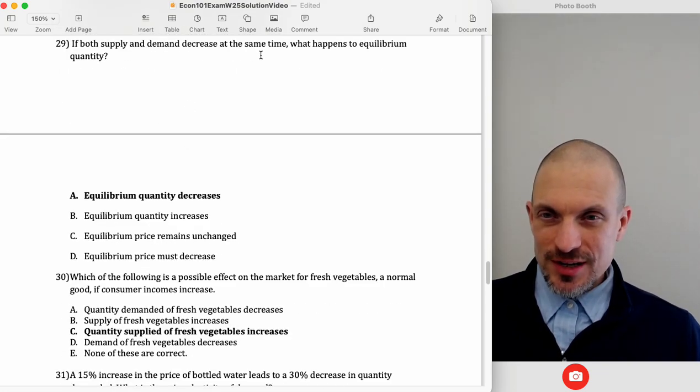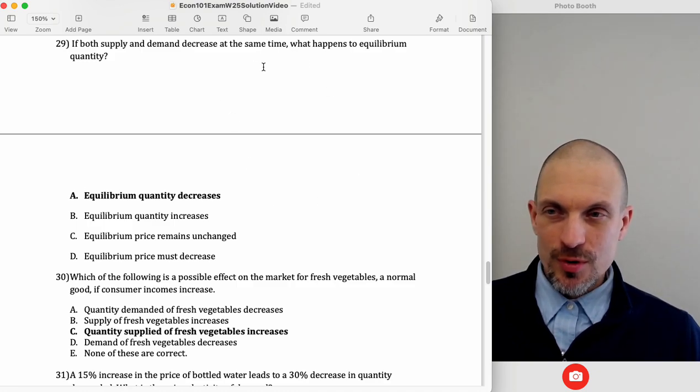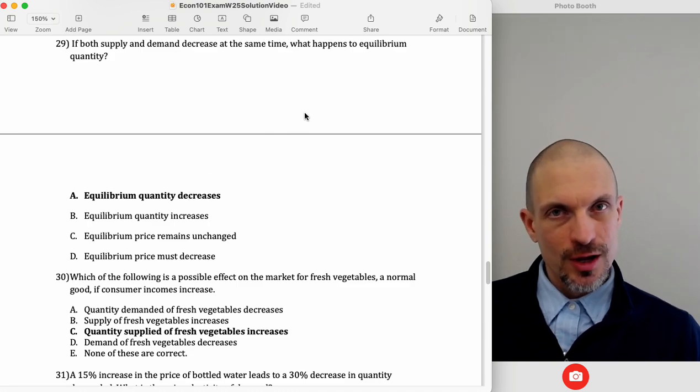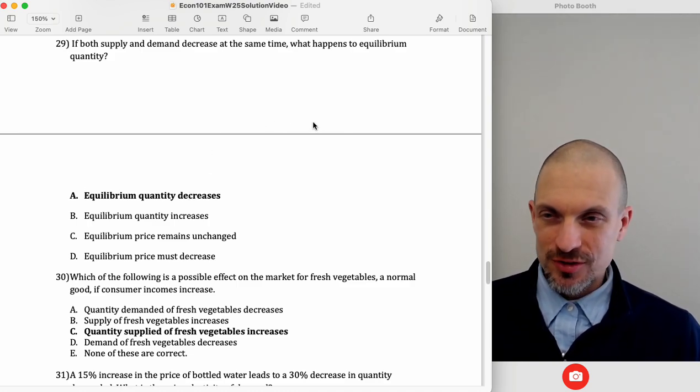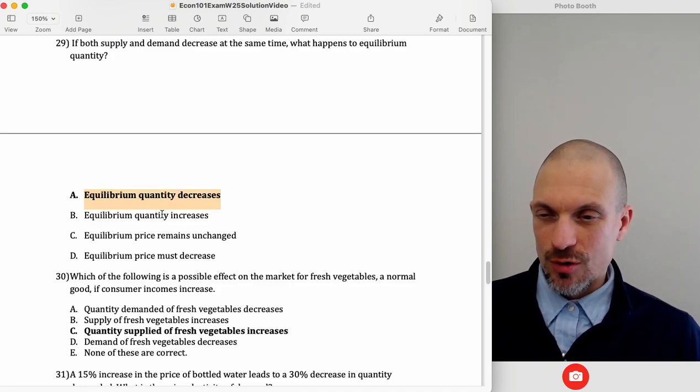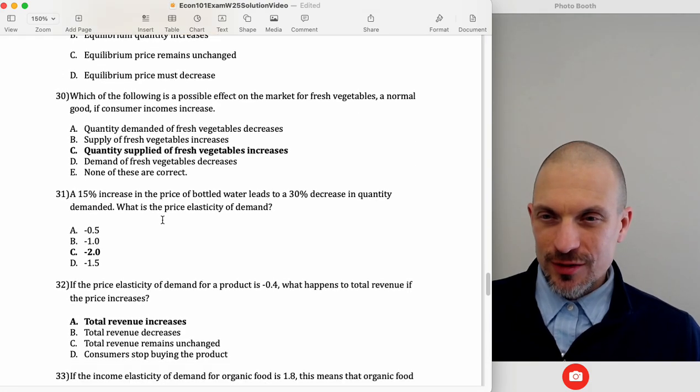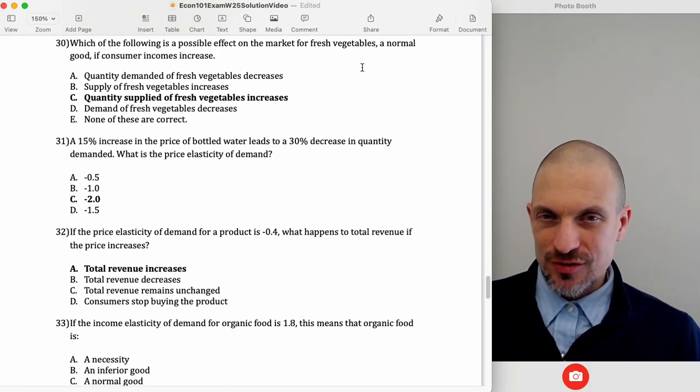If supply and demand decrease at the same time, what happens to the equilibrium quantity? So if they're both decreasing, both are a recipe for a lower quantity. What about the price? Well, if demand decreases more, price will fall. If supply decreases more than demand does, price will rise. But either way, all we were asked about there was the effect on quantity. It'll be smaller.